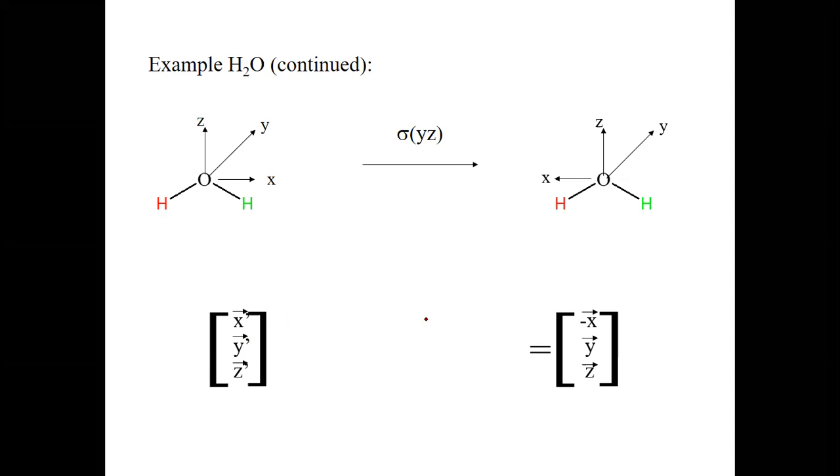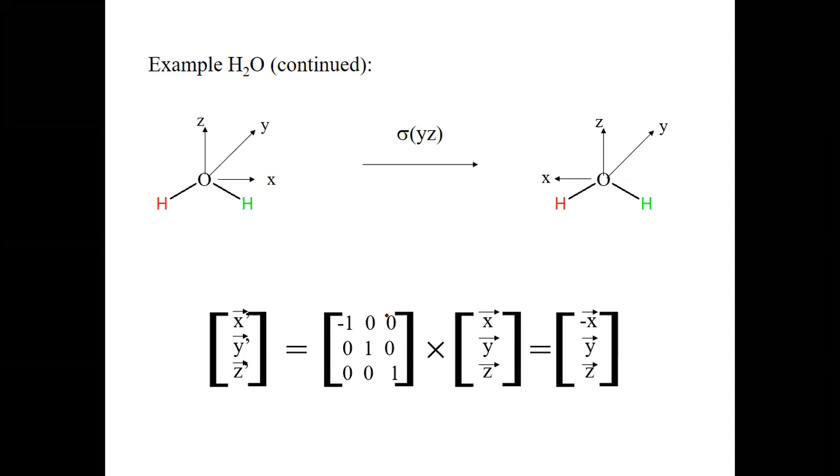x prime, y prime, z prime are being transformed into the coordinates minus x, y, and z. So now the matrix that correctly transforms the old coordinates x, y, and z into the new coordinates minus x, y, and z is this one here. So it's minus 1, 0, 0, 0, 1, 0, and 0, 0, 1. And we could again show by applying the multiplication rules for matrices that this is the correct transformation matrix.